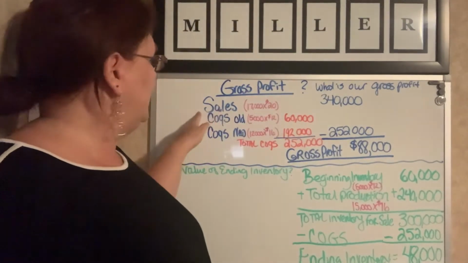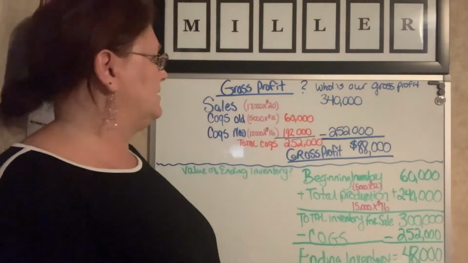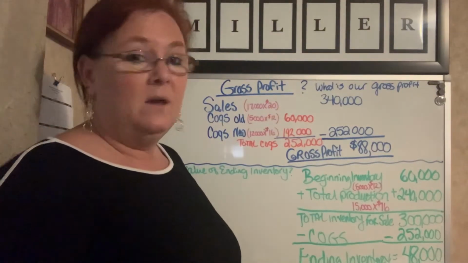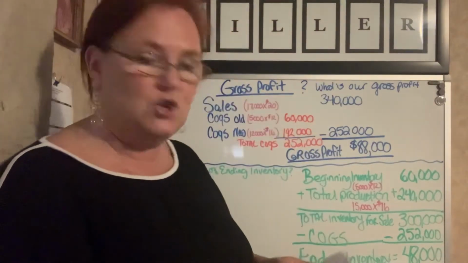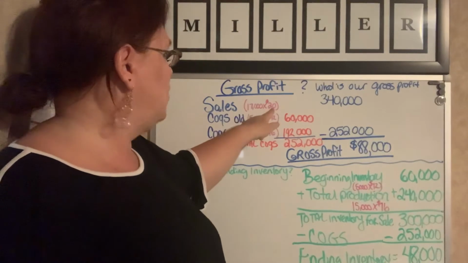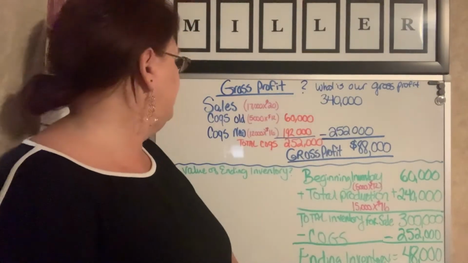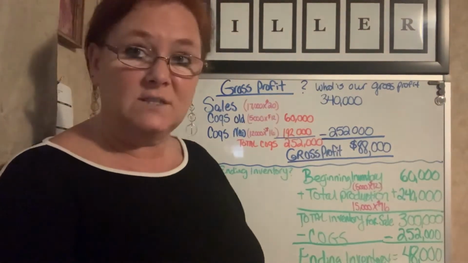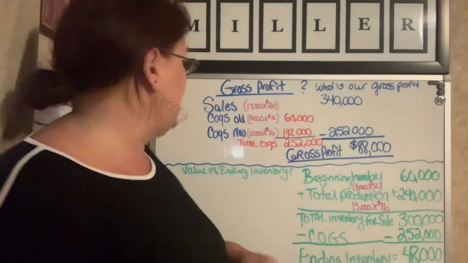So gross profit, I have sales equals 340,000. Where did I get that number? It tells you you sold 17,000 units at $20 per. So 17,000 times 20 equals 340,000. That number stays the same. Then we take our cost of goods sold and split it into two sections.